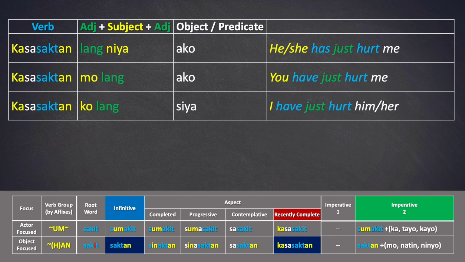The recently complete form of the verb saktan is kasasaktan. Here are a few examples. Kasasaktan lang niya ako. He or she has just hurt me. Kasasaktan mo lang ako. You have just hurt me. Kasasaktan ko lang siya. I have just hurt him or her.